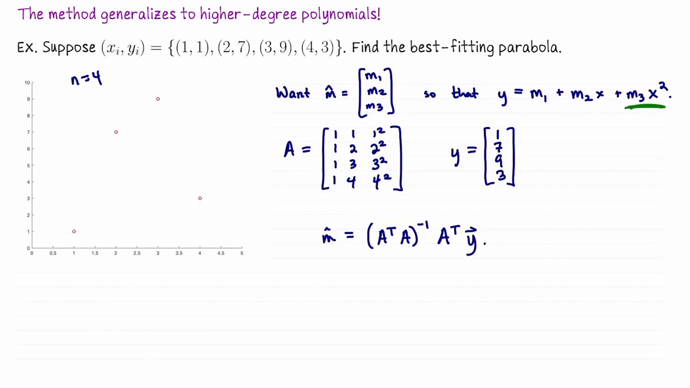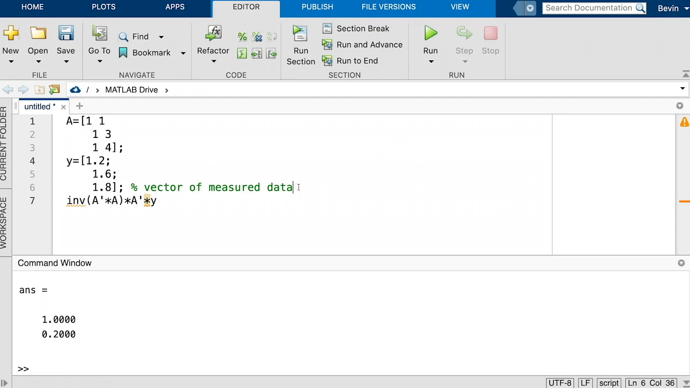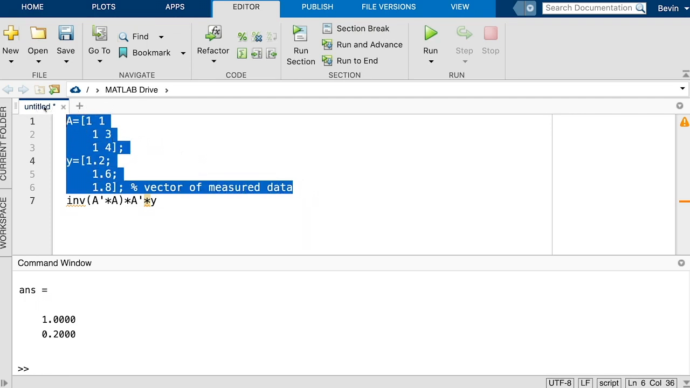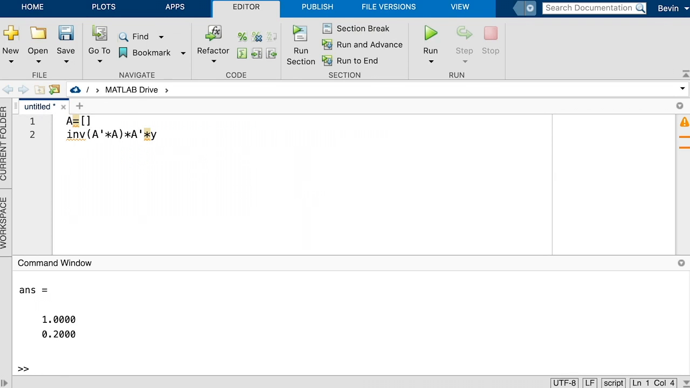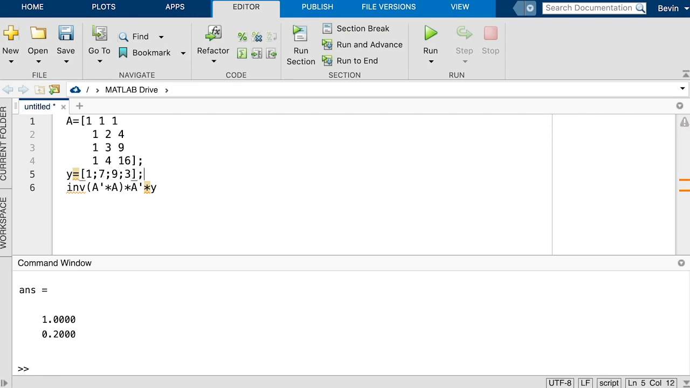Let me set this up and solve it in MATLAB. Okay, so I'm going to take the same formula as before. I just need to adjust what the matrix A really looks like. So 1, 1, 1. That's my first row. 1, 2, 4. 1, 3, 9. And then 1, 4, 16. The 1, 2, 3, 4, it's kind of unfortunate numbers actually, but those were the x coordinates. So x coordinates might not look so nice all the time. And then my y vector, I'll write it as a column. So 1 semicolon 7 semicolon 9 semicolon 3. And then same formula as before.